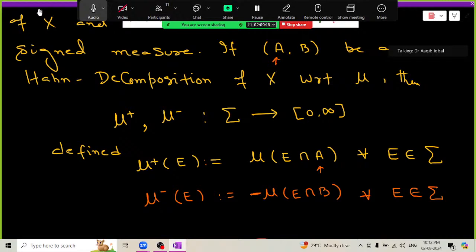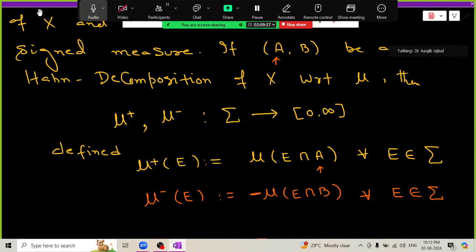सो यहाँ से आपको मतलब एक impression जा रहा होगा कि these two measures, mu plus and mu minus, they are dependent upon this Hahn decomposition. That means if we change the Hahn decomposition, you might suspect that this mu plus and this mu minus, they might change. But ऐसा नहीं है.